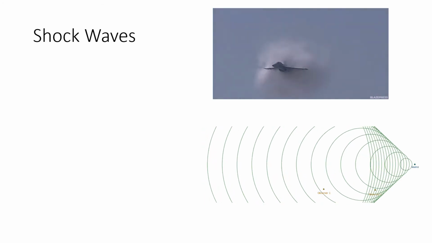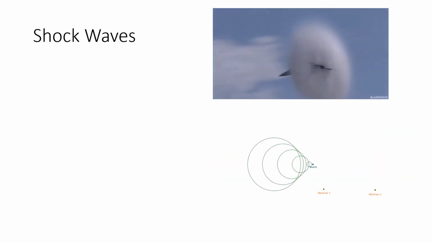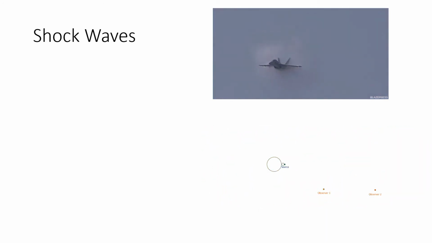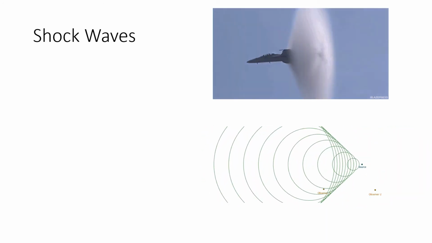Shock waves. So we've looked at the Doppler effect, and we've looked at sound waves and the things that move. But sometimes things might move faster than sound. What they're going to do is bunch up all of the sound waves together. The main example is a fighter jet, breaking the sound barrier. It's moving faster than sound.